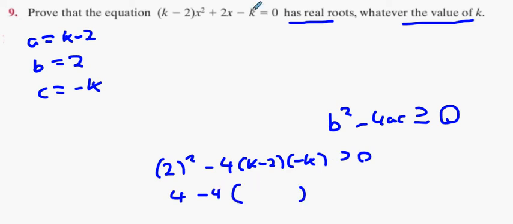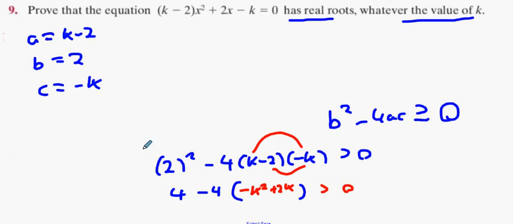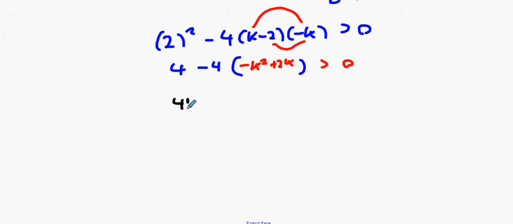Now what's k times minus k? 2 times k. Okay, now multiply that by minus 4 and what do we get? Or k squared, yeah. Minus 4k, yeah. Plus 4, greater than or equal to 0. Is there anything we can factorize out of both sides? Divide both sides by 4. What do we get?